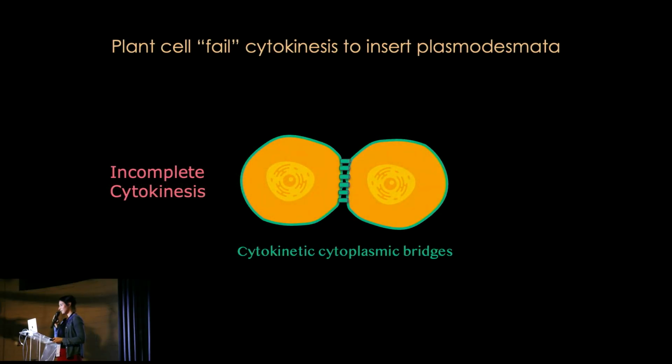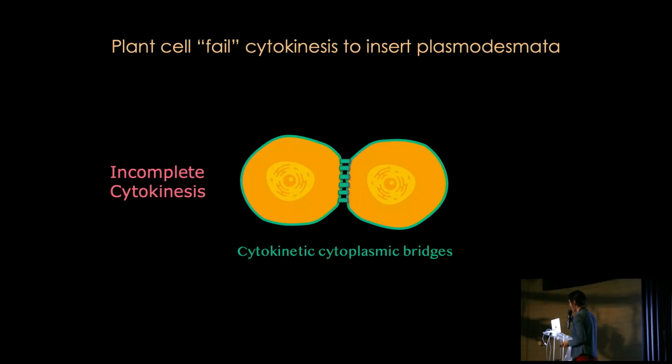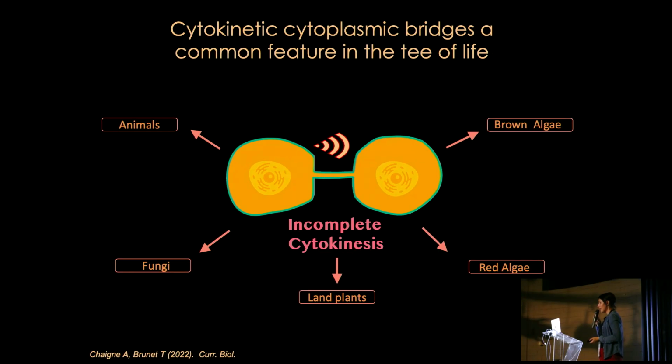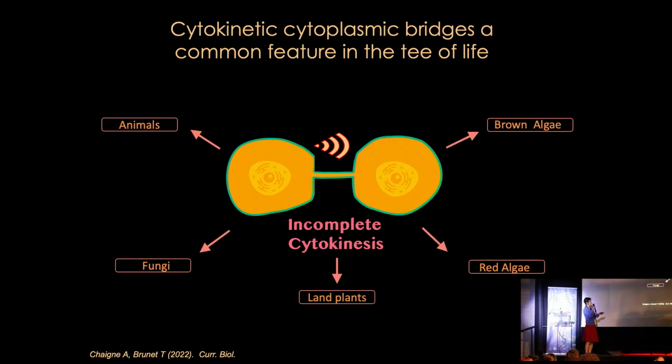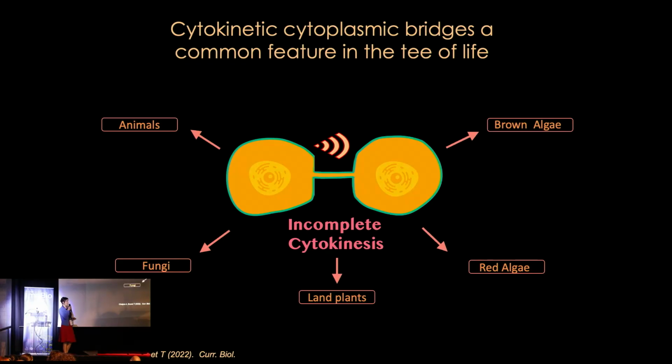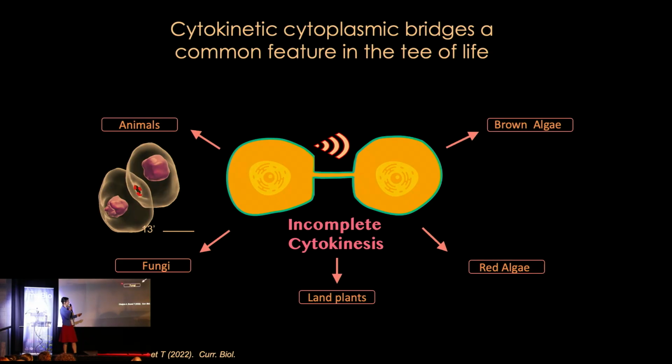So I like to say that plants fail cell division, but of course this is not the correct term. They actually undergo a process called incomplete cytokinesis to build up the intercellular bridges. And this is actually a strategy that we found in multiple clades in the tree of life, and especially in animal cells with a specific cell type, the germ cells, that undergo incomplete cytokinesis to form one single bridge between the two cells.